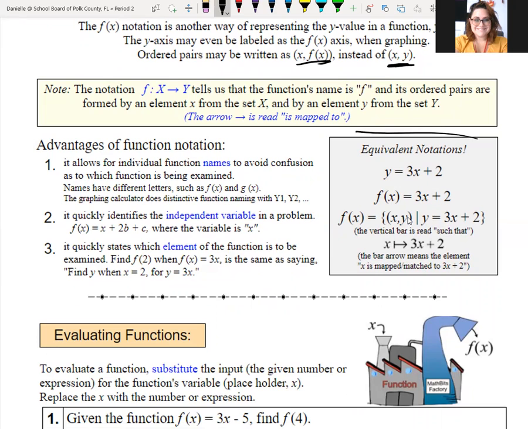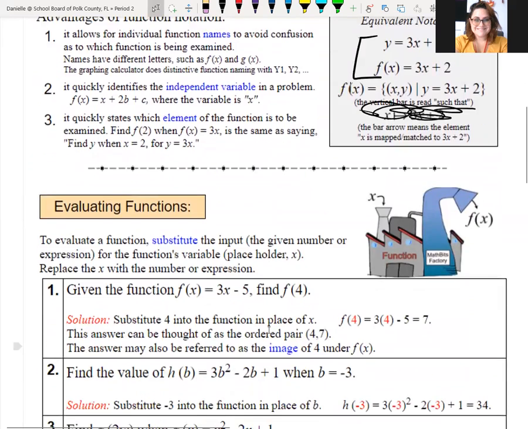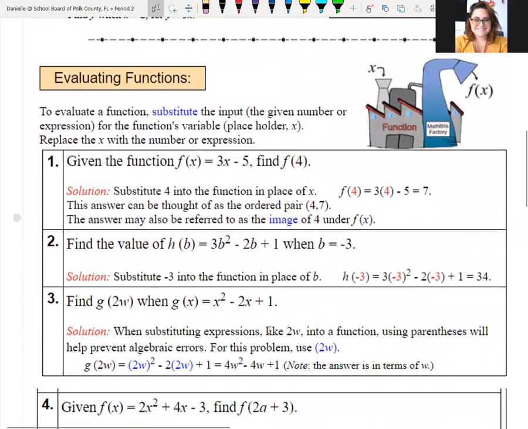Now, when we look at this box, all of these say the same thing. You will likely never see this form, so let's just ignore it for now. But y equals 3x plus 2 is the same thing as f of x equals 3x plus 2. So this is important to remember. They're the same thing.